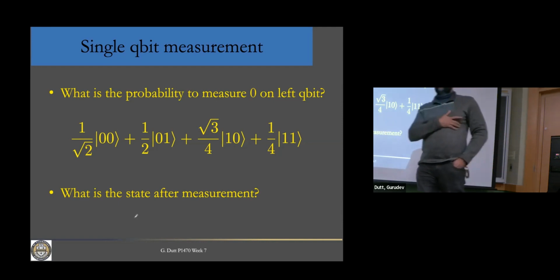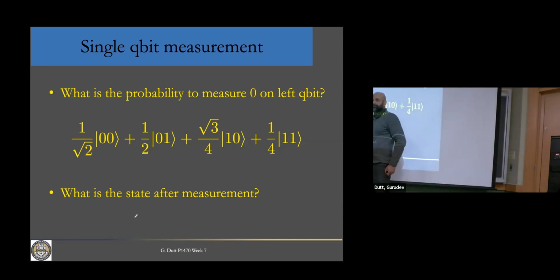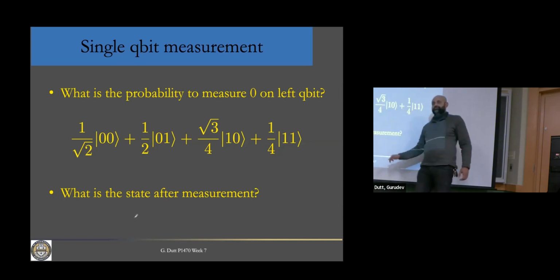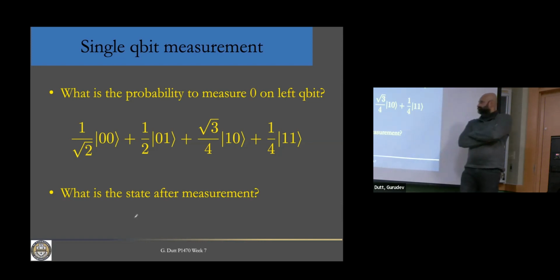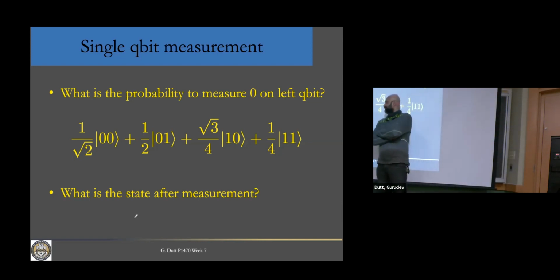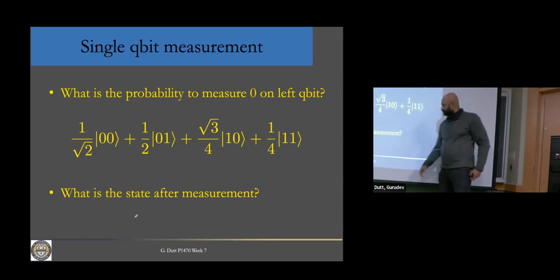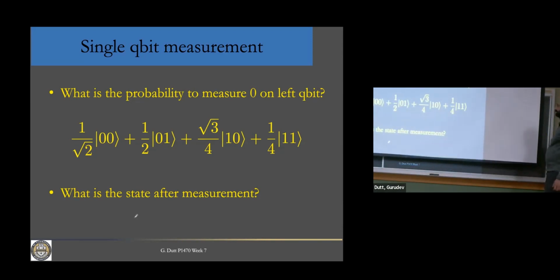Anybody? Yes. So the left qubit collapses to 0 state. Correct. The right qubit is still either or. Right. So, which is it? What is the state? It would probably just be the left two. Exactly. Very good. So the state of the system after measurement, let's just write it out.